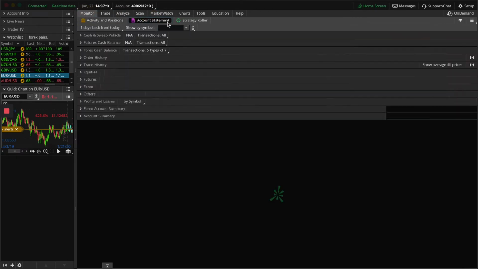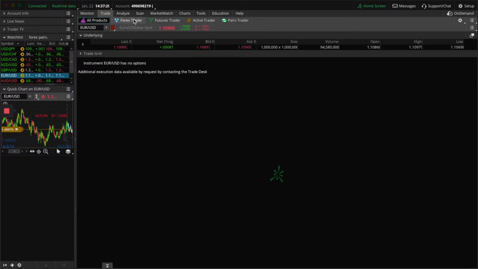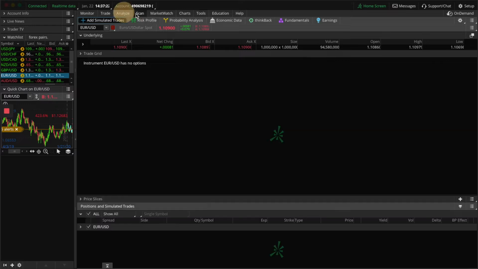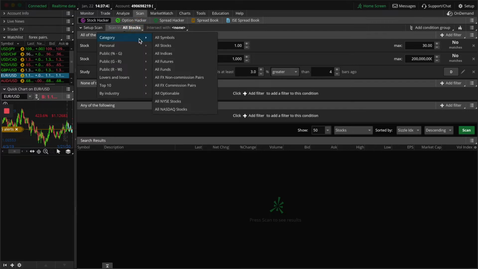You can view the positions and account statements, and go over here to trade, which has all your different trades in there. The analyze tab, I haven't actually played with this, so I don't really know what it does. Scan, essentially you can look for a whole bunch of different stocks. I think it's only limited to stocks. Oh no, you can look for anything.